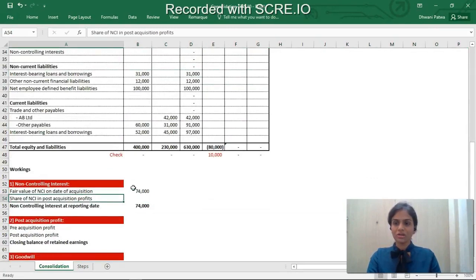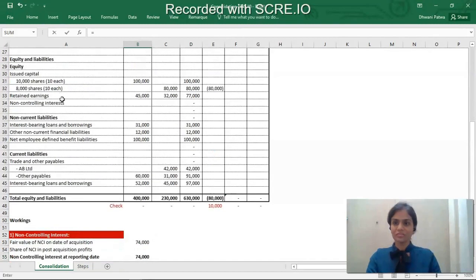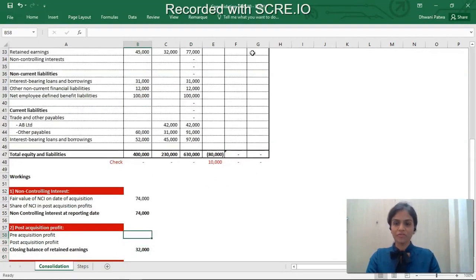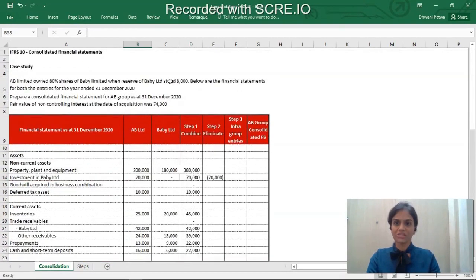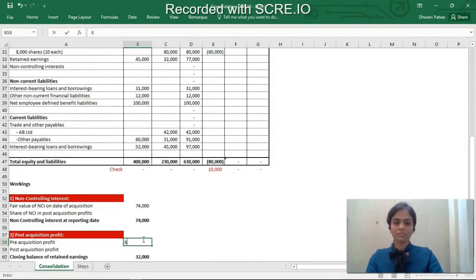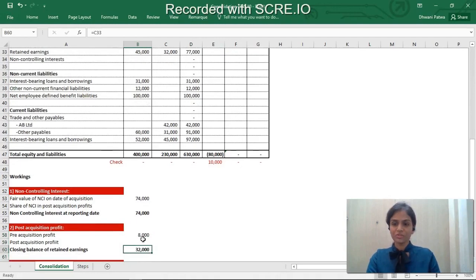And what is the share of non-controlling interest in post-acquisition profits? So first we have to find out the post-acquisition profits. Now my closing balance of retained earnings in BB Limited is 32,000. What is the pre-acquisition profit? Pre-acquisition profit, as we read earlier, was 8,000. So the difference will be my post-acquisition profit, which is 24,000.